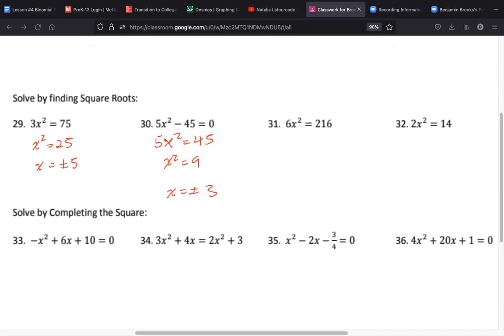Divide both sides by 6. You end up with x squared is equal to 36. Therefore, x is equal to plus or minus 6. And then for the last one, you end up with x squared is equal to 7. So you end up with plus or minus √7.